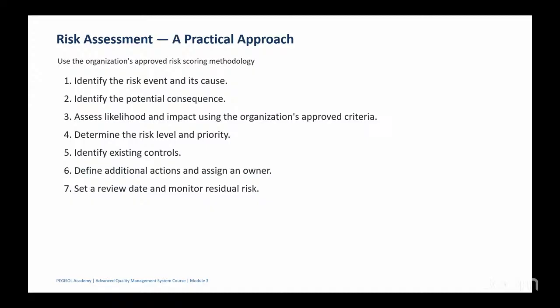So the organization needs to establish that. One of the most common ones we use is called the risk matrix. So you can use your risk matrix. Determine the risk level and the priority. Is it high risk, low risk, or medium risk? And what's the priority? Identify the existing controls that have been put in place. If there is none, define the additional actions or additional controls that are needed to be able to tackle that potential risk. Assign an owner to it. Set a new date and monitor the residual risk.